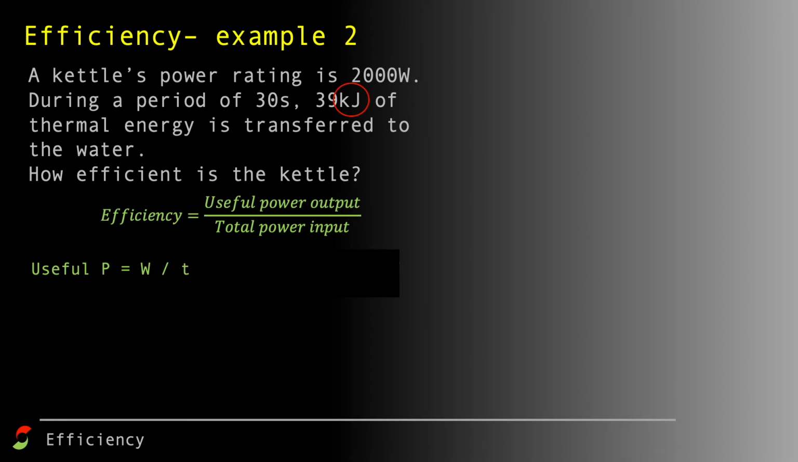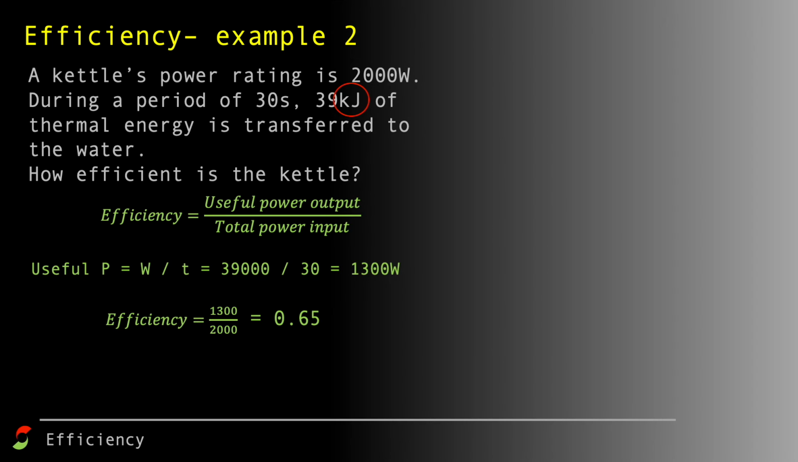So if I think about power, that's work done divided by time taken. So the work done is that 39 kilojoules, but I've got to do it in terms of joules. So that's 39,000 joules divided by 30 seconds. And that will tell me the useful power is 1,300 watts. So now I've got my useful power output, I've got my total power input. I can substitute that straight into my equation, and I get an efficiency of 0.65, or if you prefer, 65%.